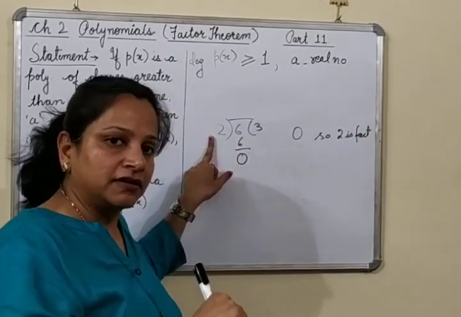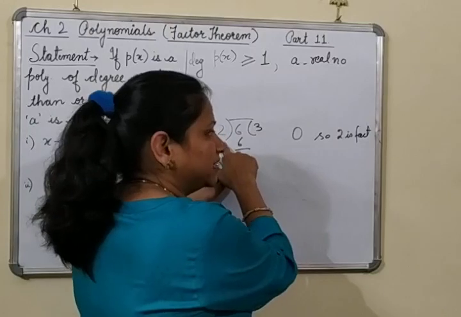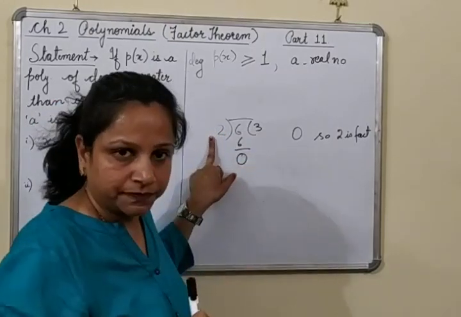Just reverse of it. What? That 2 will be the factor if the remainder is 0.